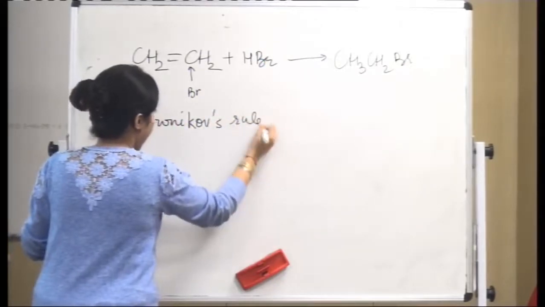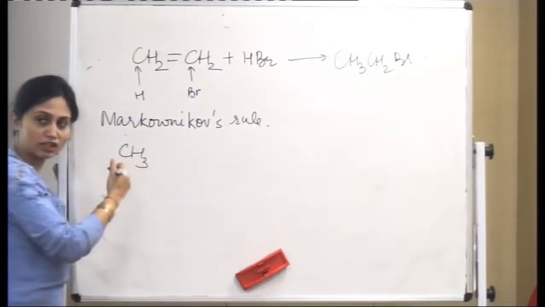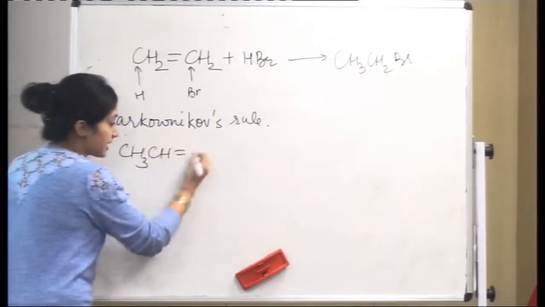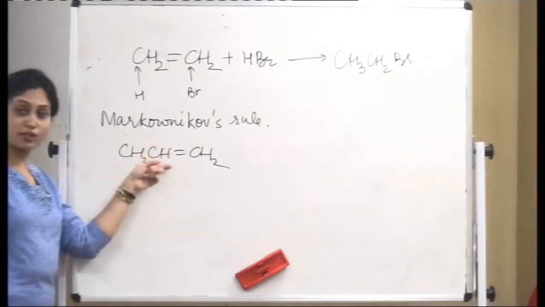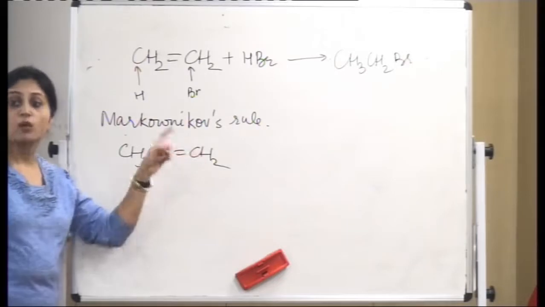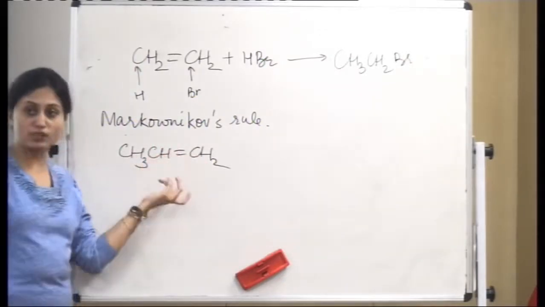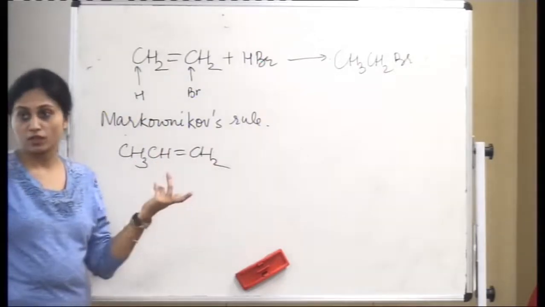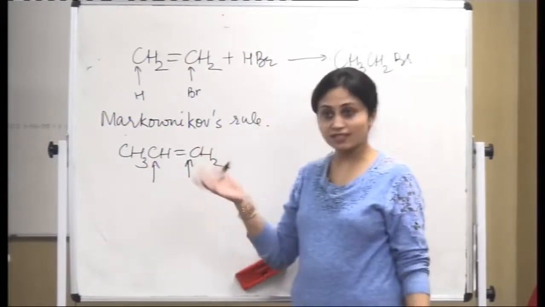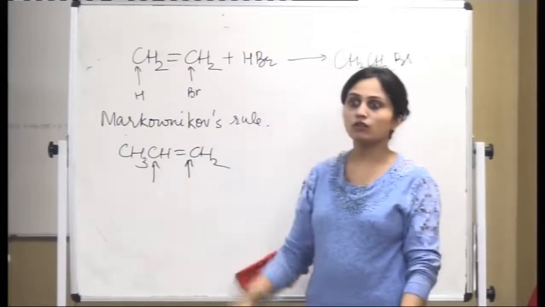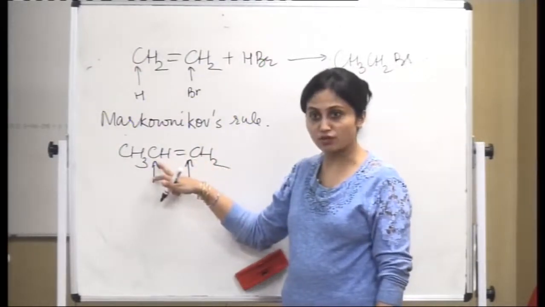Markovnikov's rule. Just reminding you, if you have an unsymmetrical alkene such as CH3-CH=CH2, then the hydrogen will go to that carbon atom which has greater number of hydrogen atoms, and bromine, or the halogen, will go to the other carbon atom. Addition will happen around the double bond, because their valency we can take to 4. So the halogen will go to that carbon atom which has lesser number of hydrogen atoms.